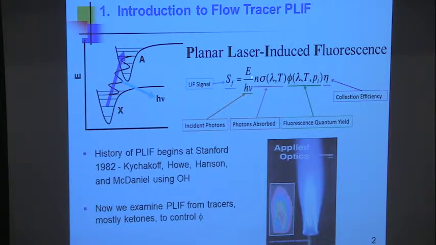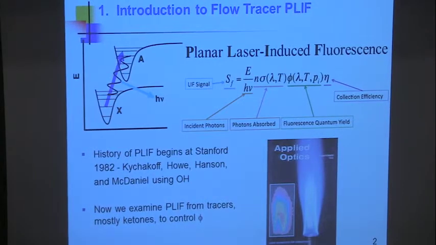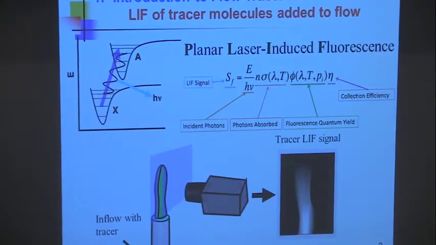So photons in, photons absorbed, cross-section. The cross-section now depends on the species and is a function of lambda and T, and the fluorescence quantum yield. So all the physics is kind of right here. Physics is what you have to understand. The question is, what can we use that would be operable at room temperature?